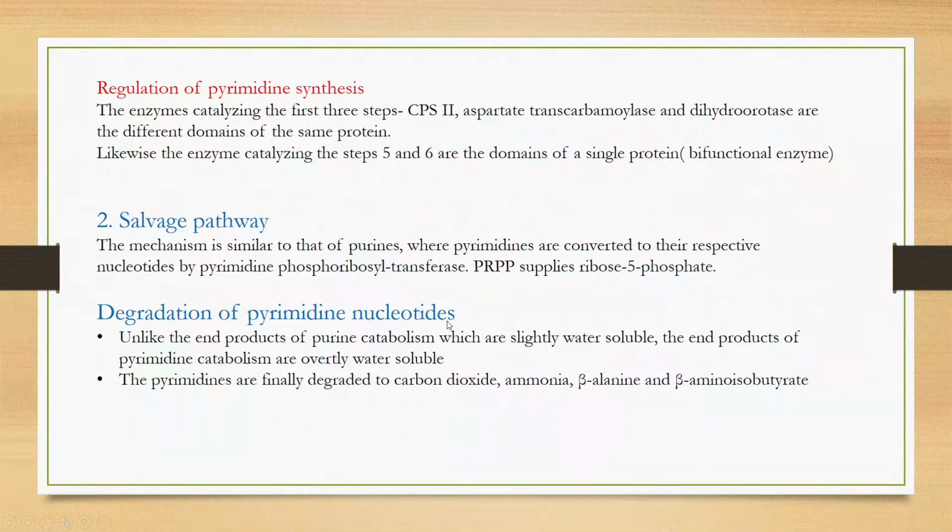Degradation of pyrimidine nucleotides. Unlike the end product of purine catabolism, uric acid, which is only slightly soluble, the end products of pyrimidine catabolism are highly water soluble. Pyrimidines are finally degraded to carbon dioxide, ammonia, beta alanine and beta amino isobutyrate. Beta alanine and beta amino isobutyrate are non-standard amino acids which undergo transamination to form succinyl CoA.